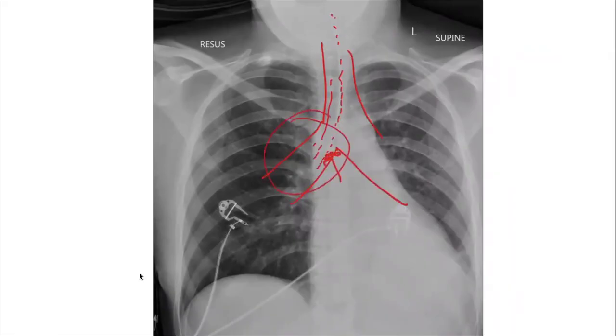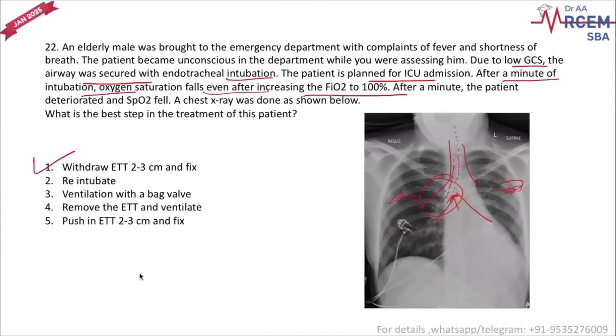That means it is just ventilating the right lung. It is not ventilating the left lung at all. That's why the patient is desaturating. Just withdraw the ET tube by a couple of centimeters. That should be sufficient. So the right answer is the first one.